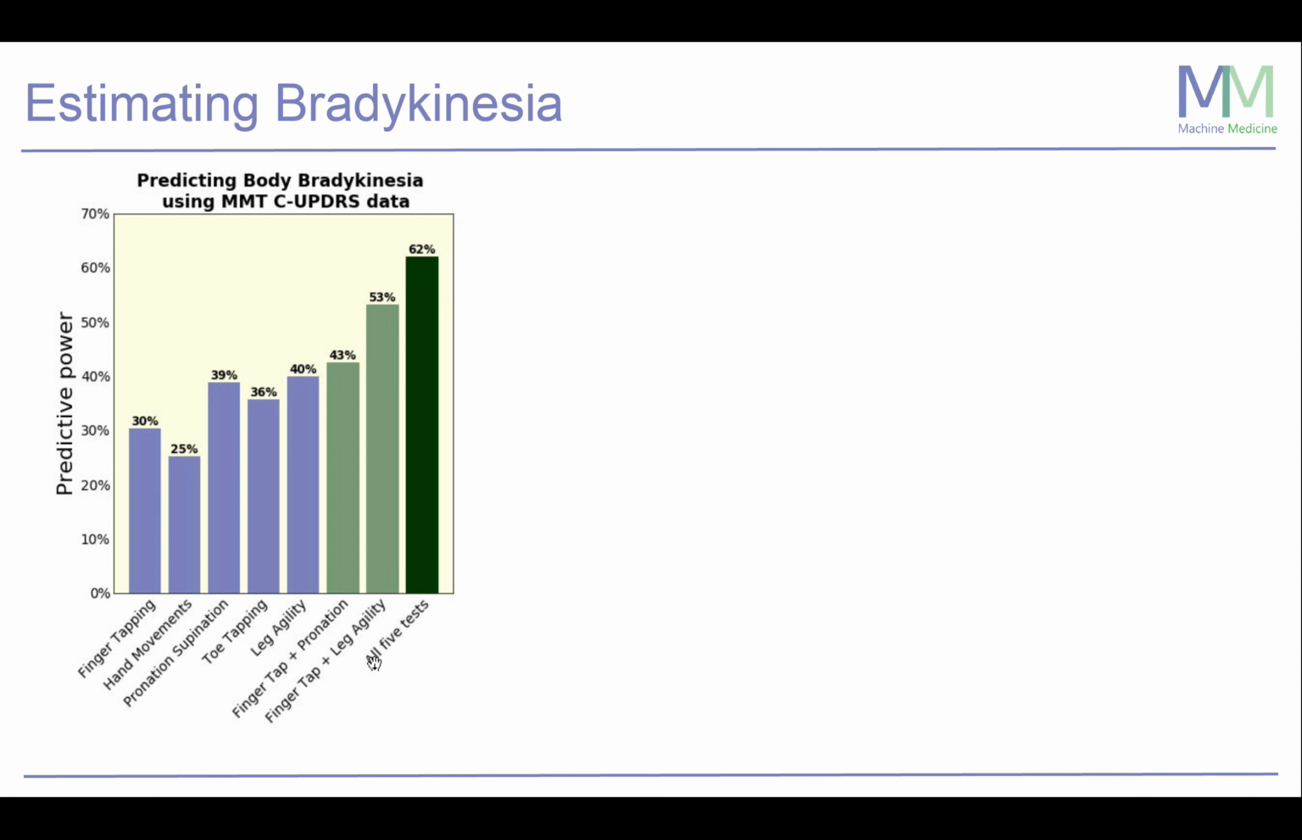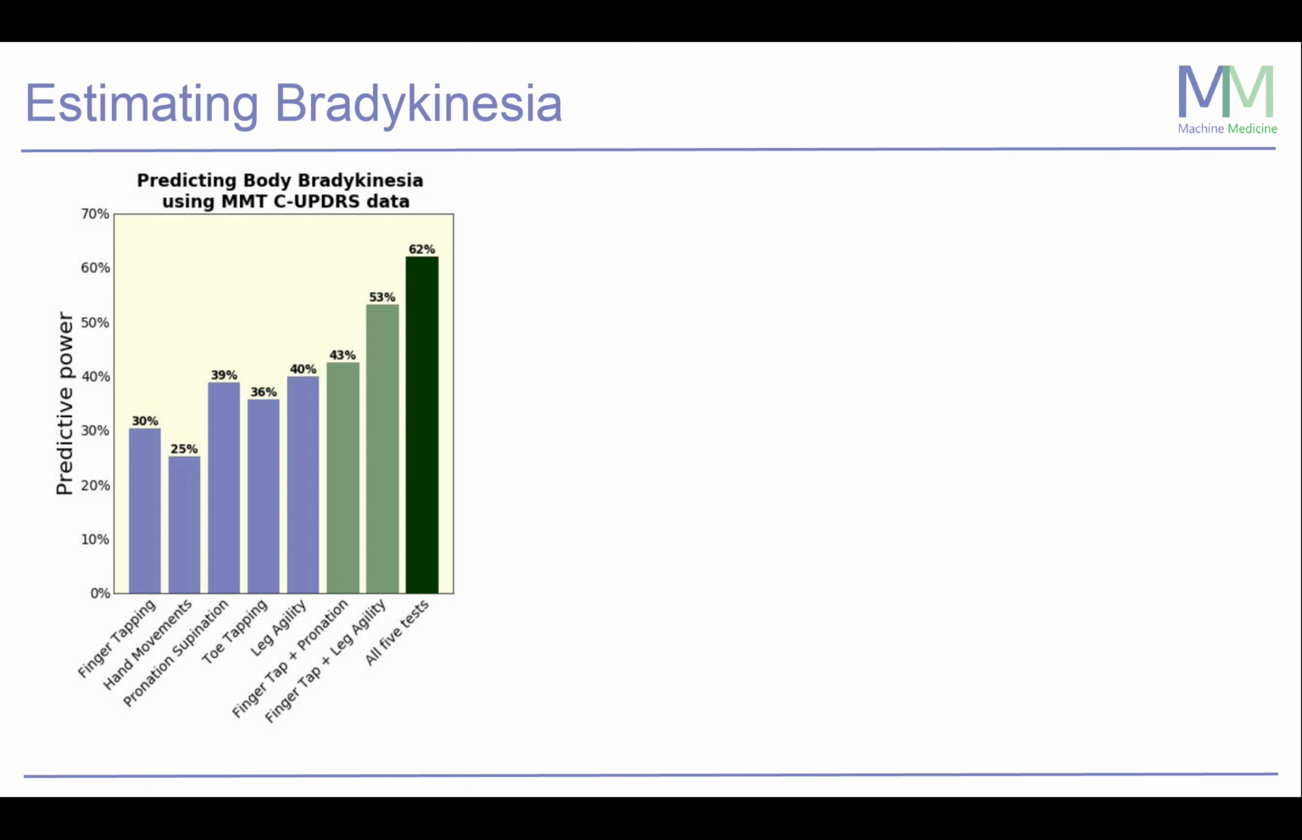And then again, logically, if we combine all of these features into one regression model, we can get to a total of about 62% explained variance. So that's as well as we can do in terms of predicting an overall score of bradykinesia by using the clinician scores for those specific activities.